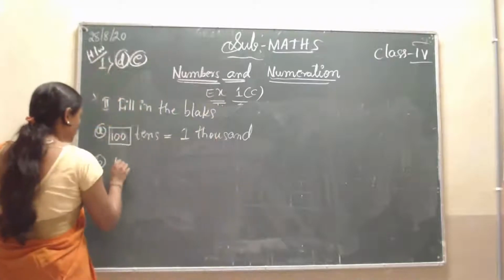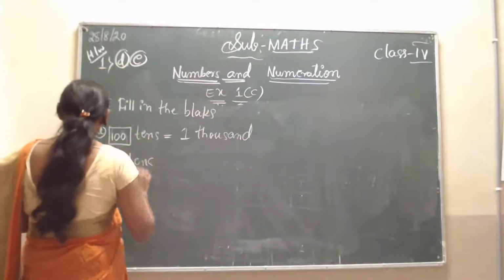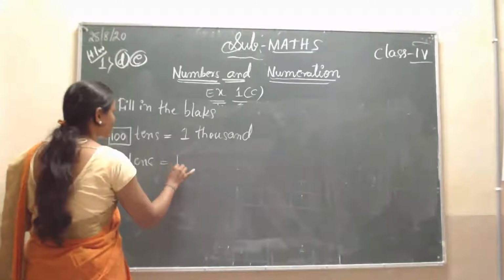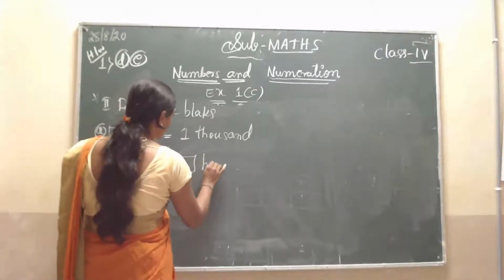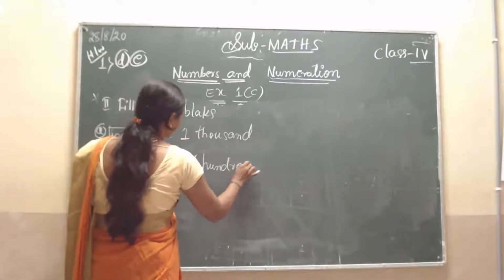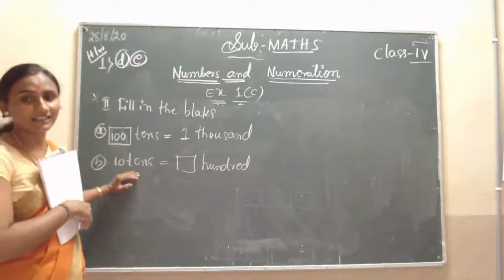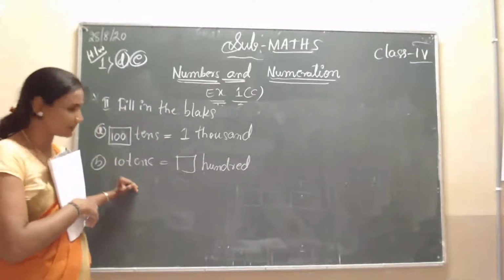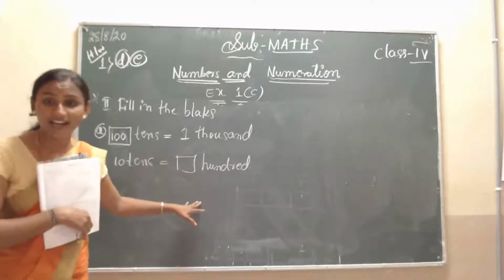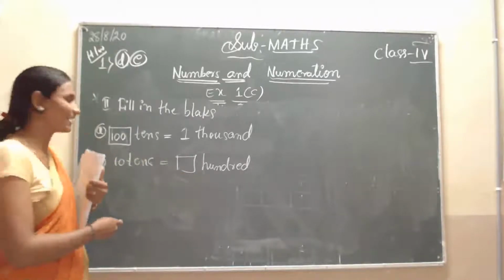10 tens is equal to dash hundreds. Yes. 10 tens means 100 rupees. You know that is how many hundreds? Yes, that is the 100.